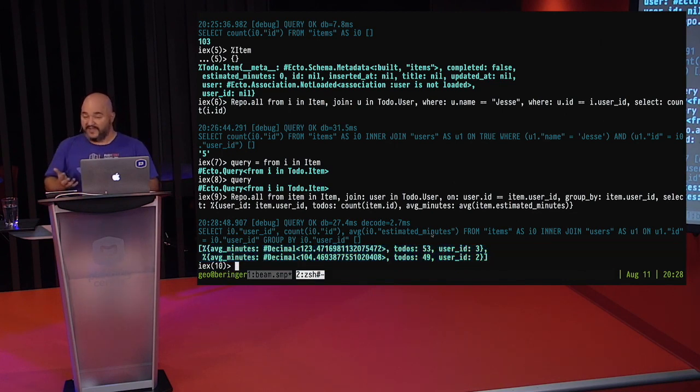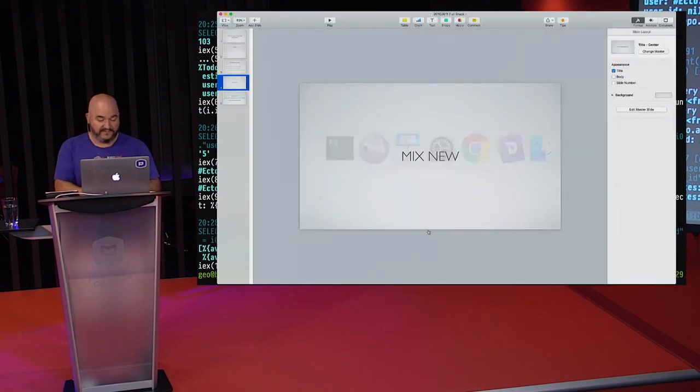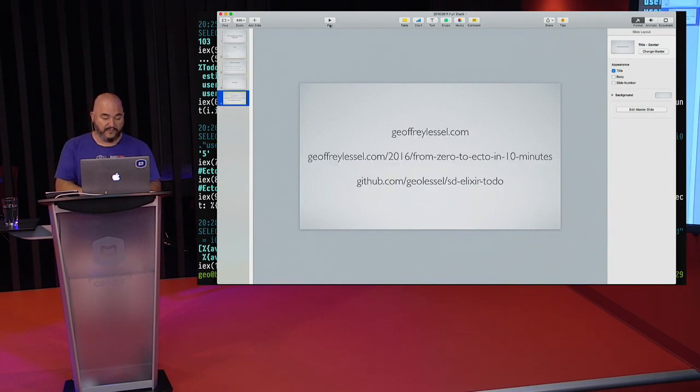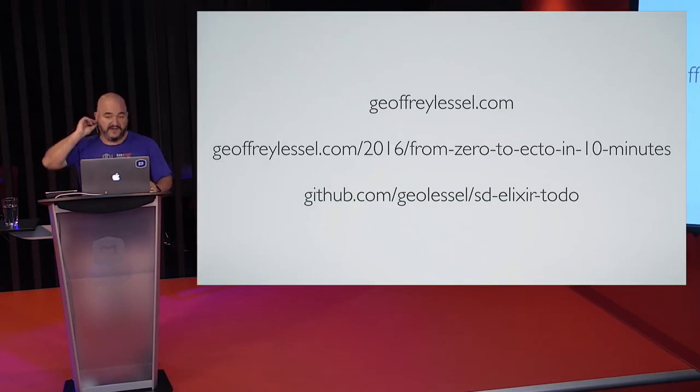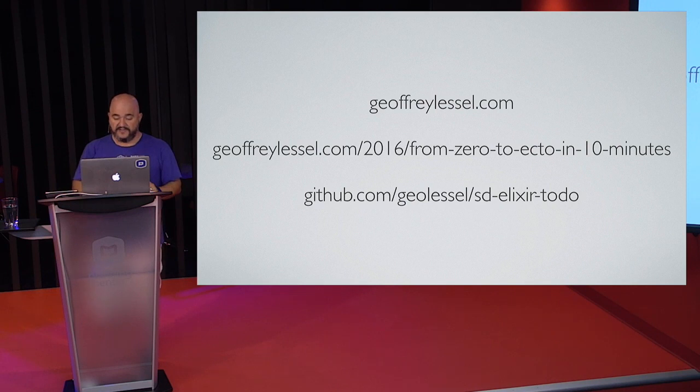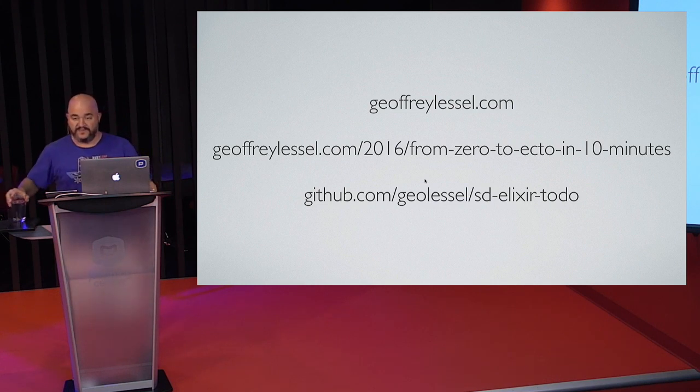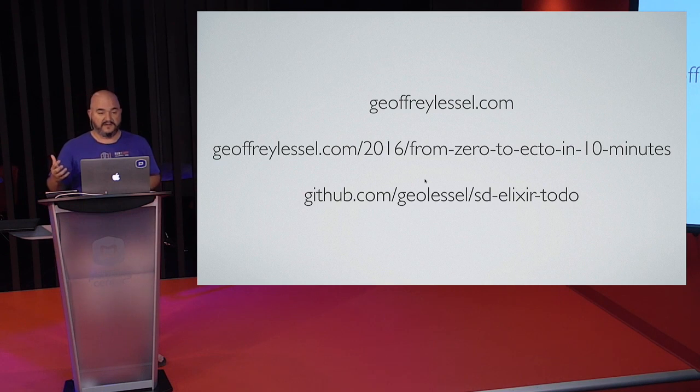So really, that's all we have time for today. I want to point you to a couple of resources if you're interested in learning a bit more. My website is jeffreylessel.com. I've got a few different articles on Ecto up there. A lot of this was taken from an article I wrote called From Zero to Ecto in 10 Minutes. It'll basically get you started with Ecto, and then I've got a few others in there that really go into using Ecto in depth. Also, I gave this talk at a San Diego Elixir meetup, so if you're interested in learning more about Elixir, I recommend checking that out. We meet in San Diego every month.